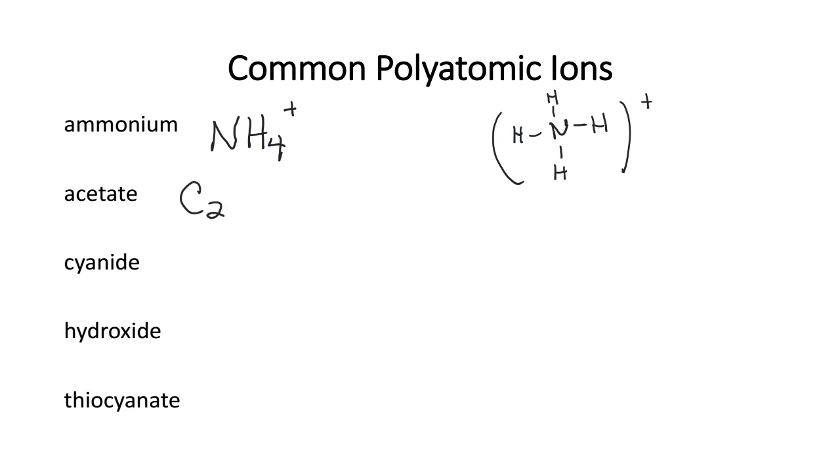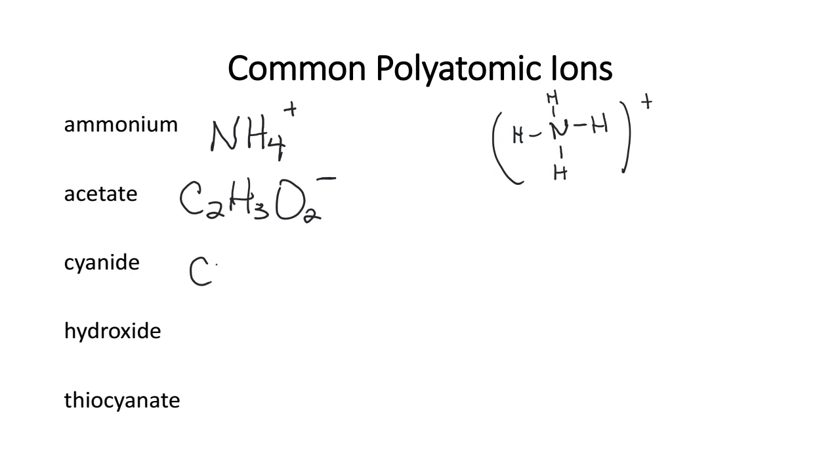Acetate, C2H3O2 with a minus sign. And you guys should be familiar with the word acetate. If you've ever had anything tangy, it's made with vinegar. Well, vinegar is 3% acetic acid. And acetic acid is the acetate ion with a hydrogen attached to it. So you've heard of it before.